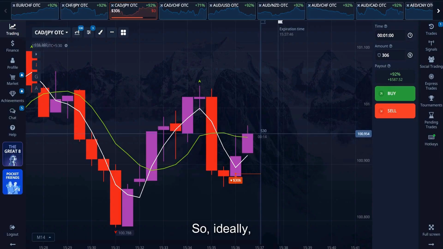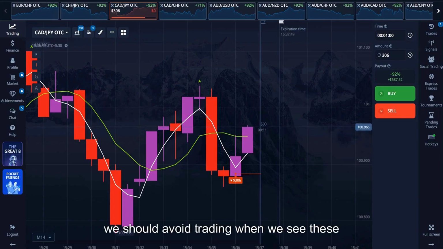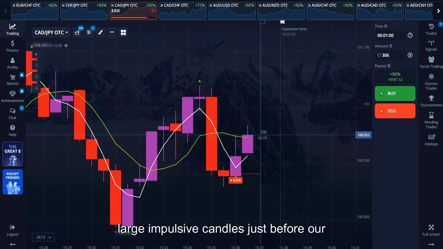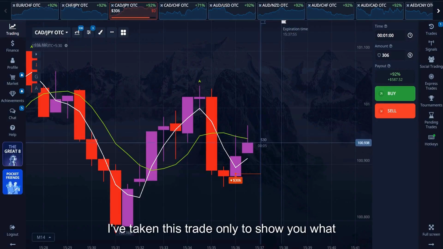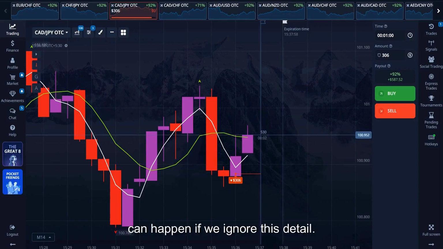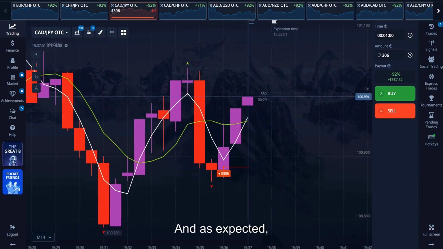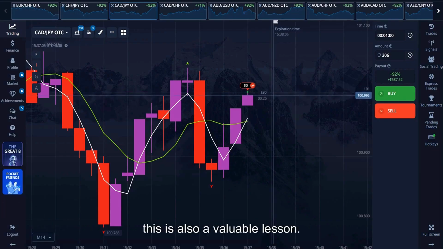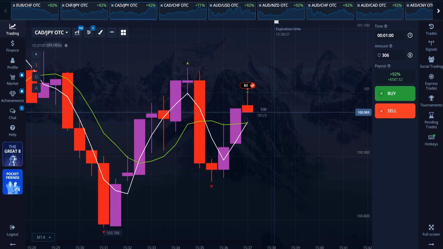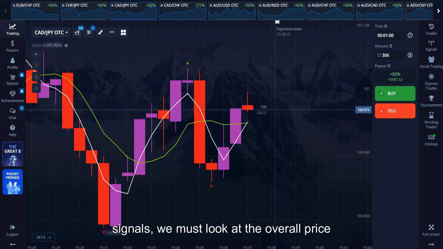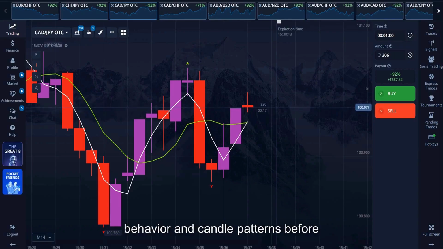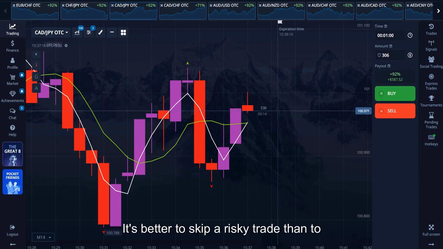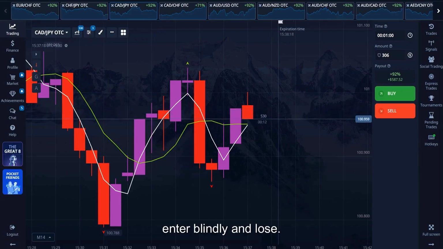So, ideally, we should avoid trading when we see these large impulsive candles just before our signal. I've taken this trade only to show you what can happen if we ignore this detail, and as expected, we've lost this trade. But hey, this is also a valuable lesson. Even when our indicators give the right signals, we must look at the overall price behavior and candle patterns before entering. It's better to skip a risky trade than to enter blindly and lose.